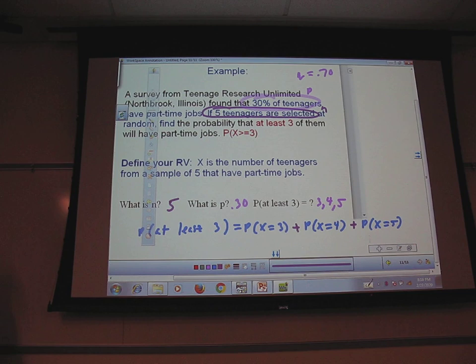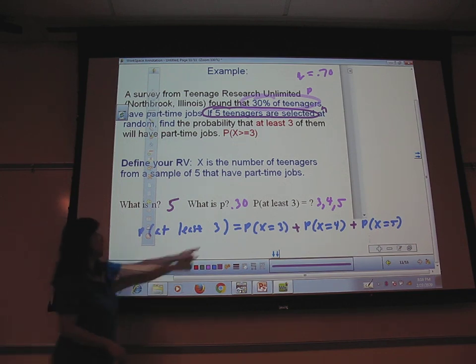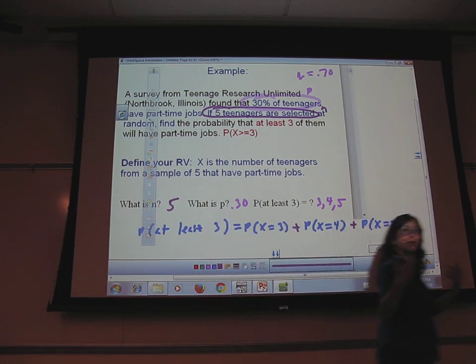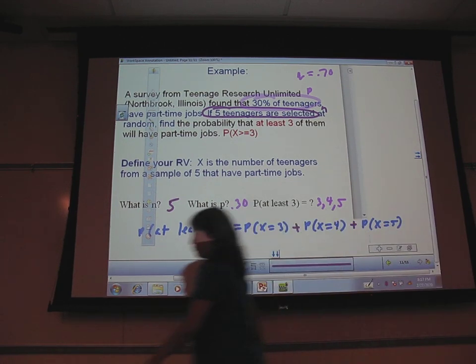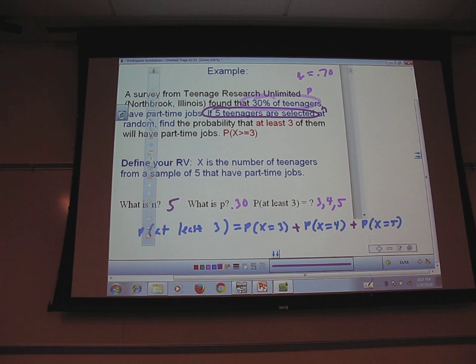Oh, so you have to find this one, find that one, and add them up. Yeah. All right, so let's find the first one.